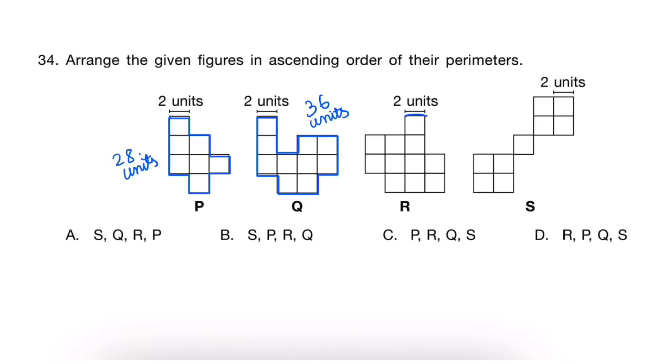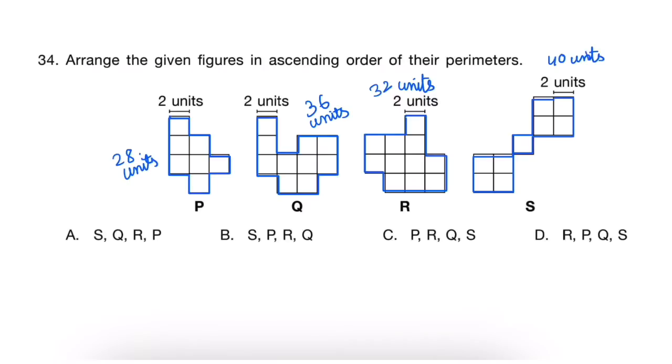R. Counting by 2s, 2, 4, 6, and so on up to 32. 32 units. Now S. Counting by 2s, 2, 4, 6, and so on up to 40 units.